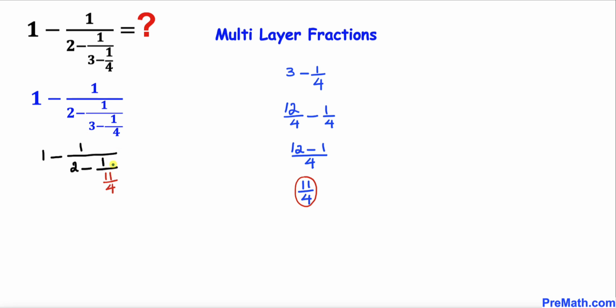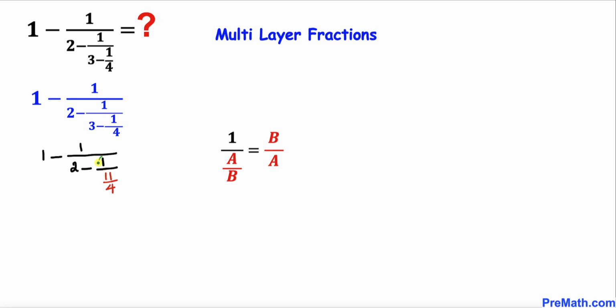In this next step, I have simply replaced this by 11 divided by 4, and the rest is the same. Now let's focus on this one, 1 divided by 11 over 4. We are going to apply this basic rule: 1 divided by a divided by b, we just simply flip it over. This becomes b over a. So therefore this could be written as 4 divided by 11.